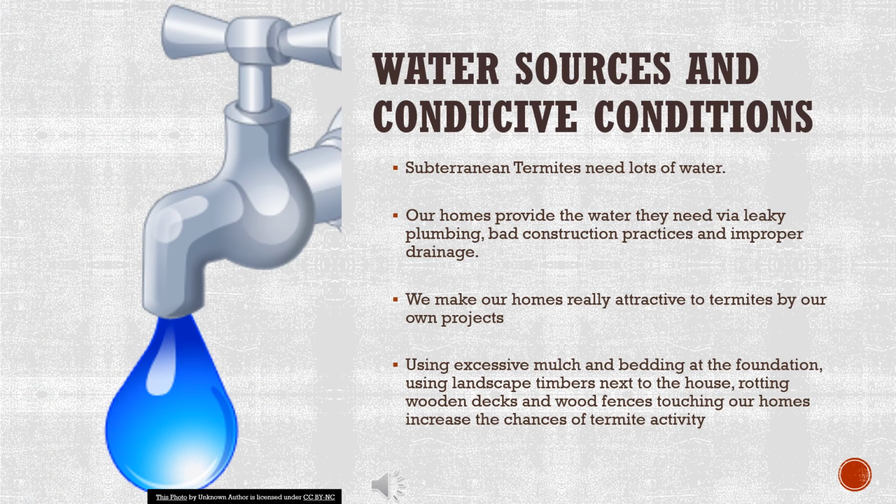Our homes provide water and other conducive conditions for termites. Subterranean termites need lots of water. Our homes provide the water they need via leaky draining, plumbing, bad construction practices, and improper drainage. We make our homes really attractive to termites even by our own projects. Using excessive mulch and bedding at the foundation, using landscape timbers next to the house, rotting wooden decks and wooden fences touching our homes increase the chance of termite activity.